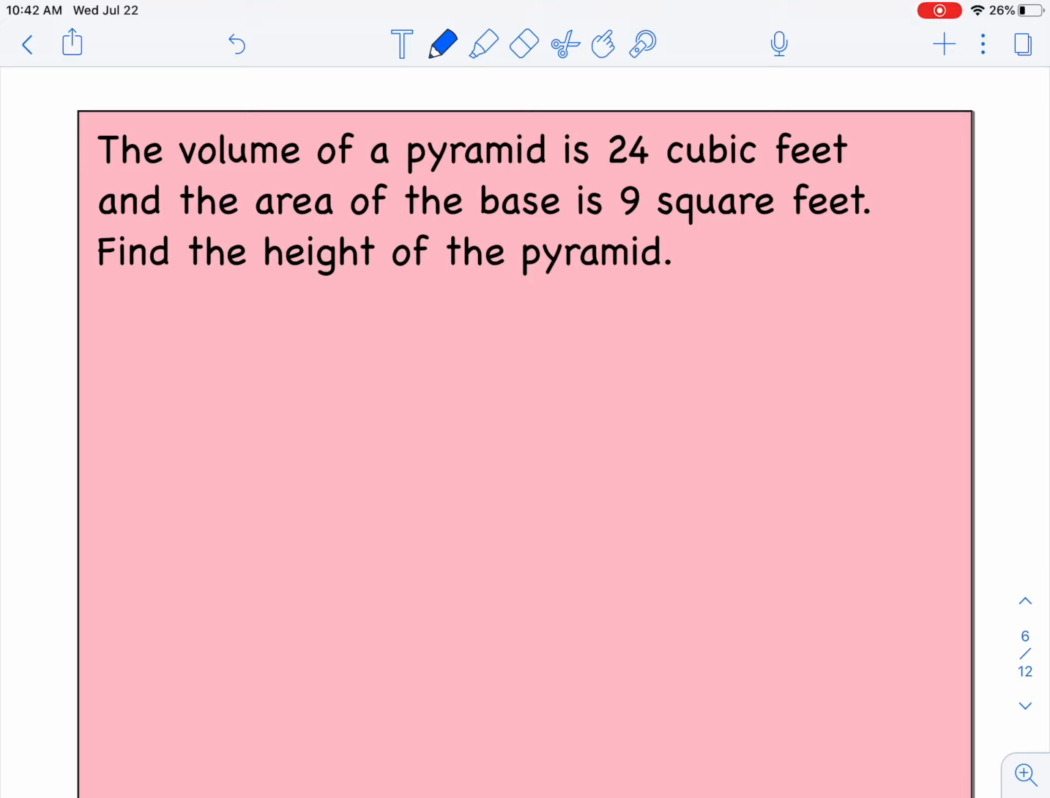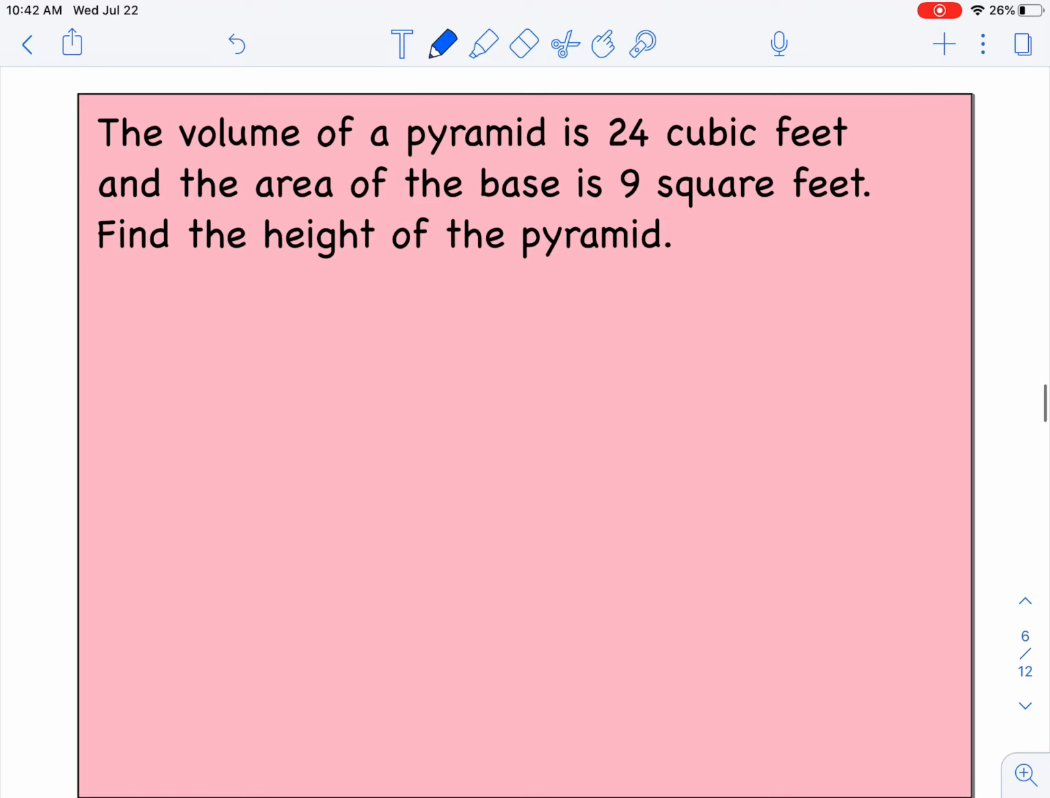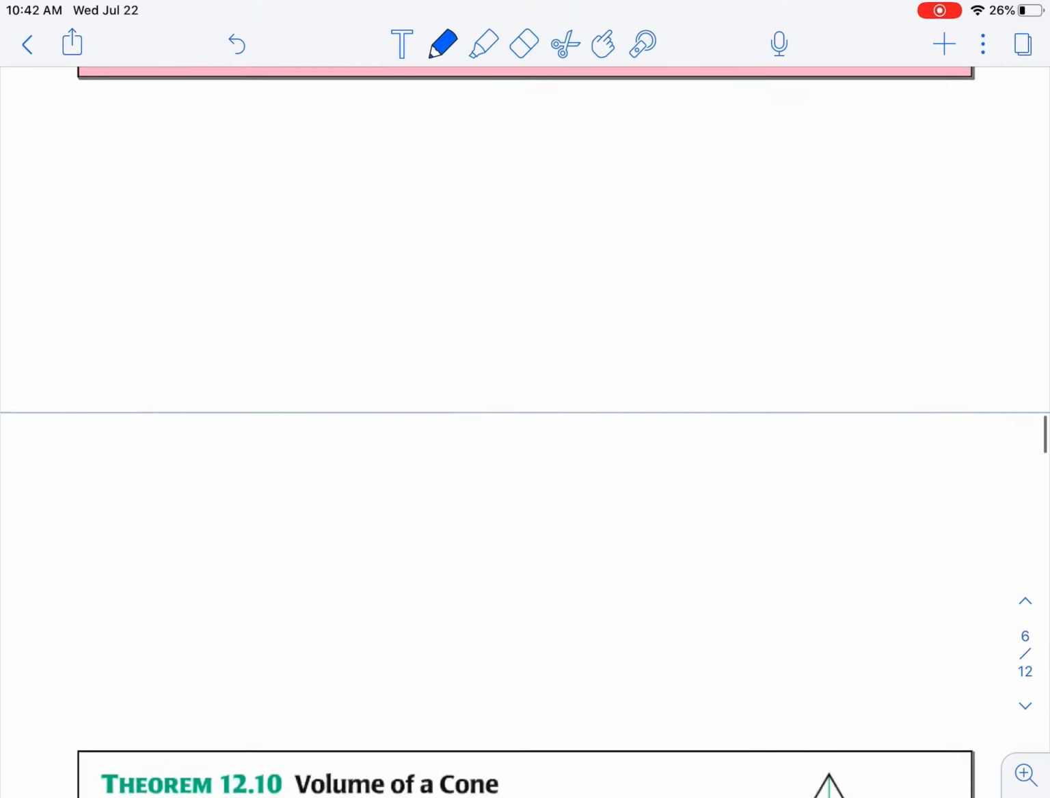Okay, your turn to try one where you're working backwards. The volume of a pyramid is 24 cubic feet, and the area of the base is 9 square feet. Find the height of the pyramid. So you try that one on your own now, and then again check the notes to see that you have done it correctly.